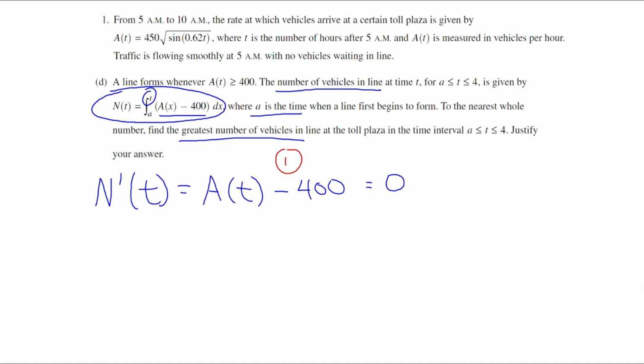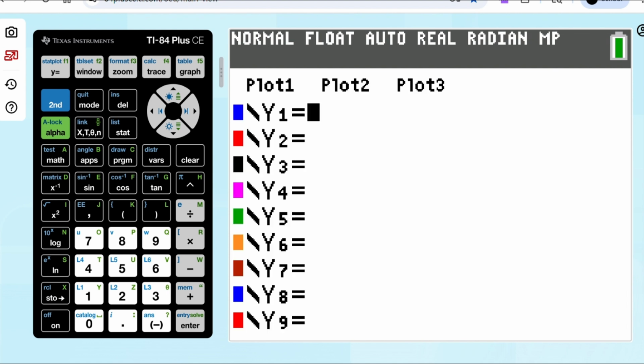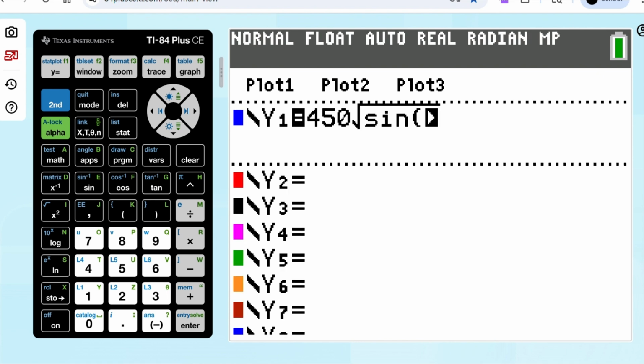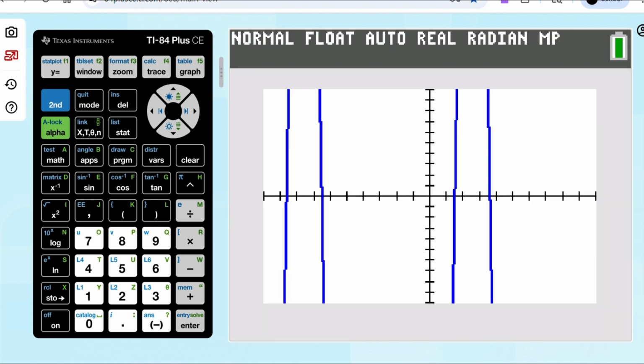Luckily, we've got a calculator to do that. So we're just going to go to our graphing calculator, go to our y equals, and we need to graph A of t minus 400. Well, A of t was 450 square root of the sine of 0.62 x. And we're going to then subtract the 400 from it, and we'll graph. And it looks like this.